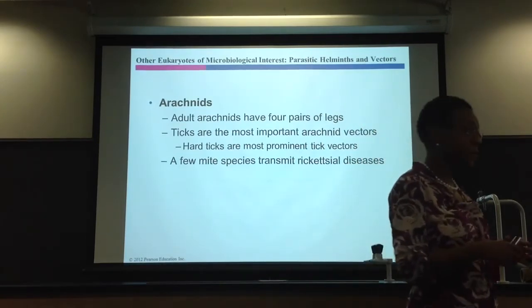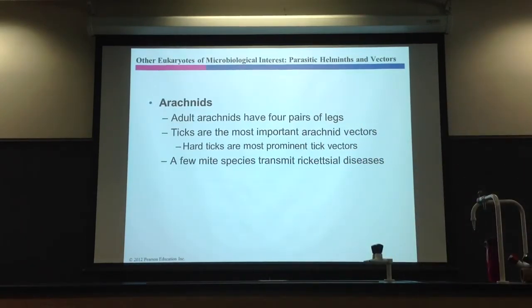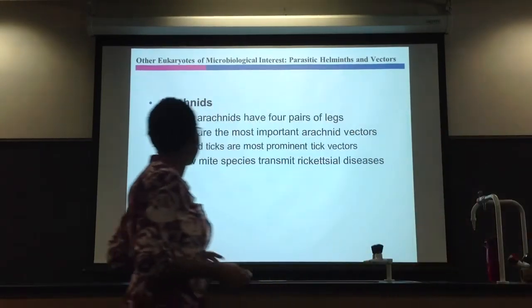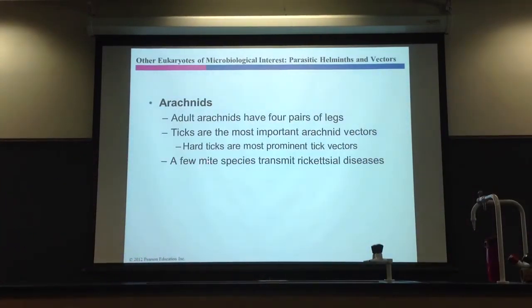Rocky Mountain spotted fever. Is Rickettsia at all tied into rickets? Actually, no. Rickets is a disease that's due to vitamin deficiency. Rickettsia is a type of bacteria. So it sounds similar, but very different. Good question. Now, a few mites can transmit rickettsial diseases as well. Rickettsial diseases can be typhus or Rocky Mountain spotted fever.